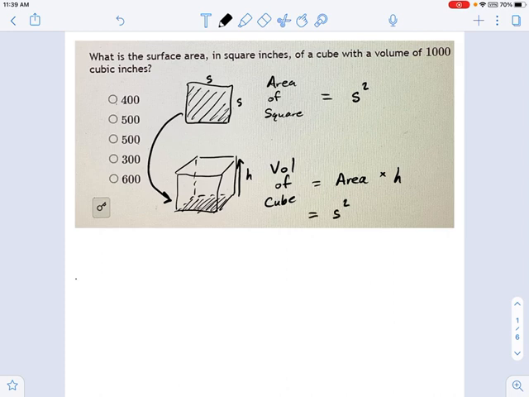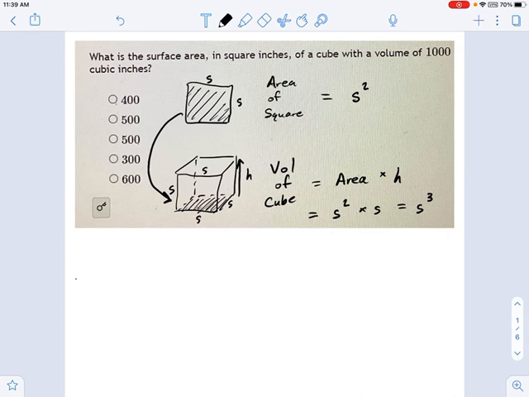And what's the height of a cube? Well, it's the same as the sides. It's a cube. By definition, all of these things are s, right? There's s's all over the place in cubes. So that's just s squared times s, and that is s cubed. That's the volume of a cube.